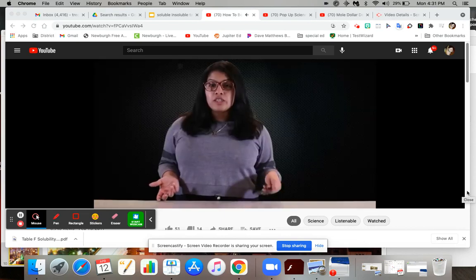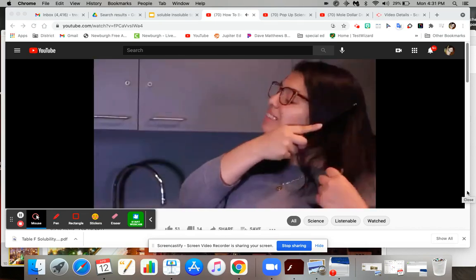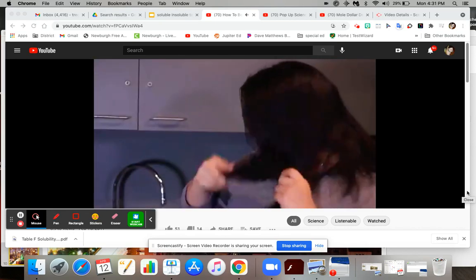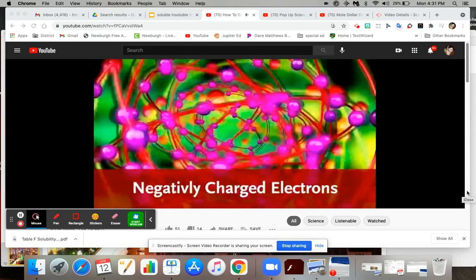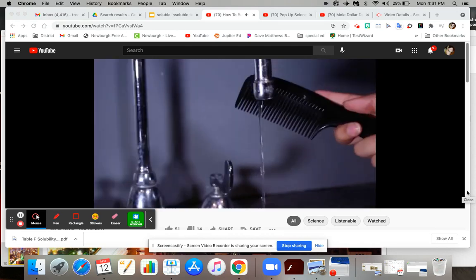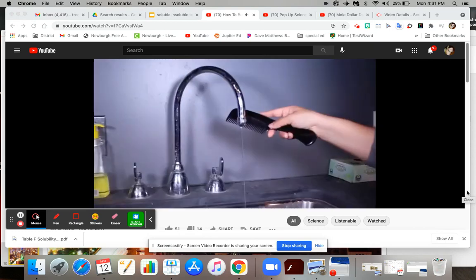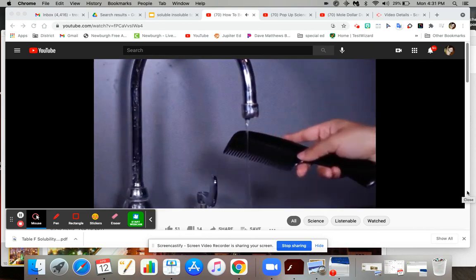Now, for this demonstration, we will be using a comb. When you rub your head with the comb, it collects electrons from your hair. Remember, there's electrons in everything. Since electrons have a negative charge, the comb now has a negative charge. All you have to do is put the comb close enough to the water and it will bend right before your eyes, because the positive charge in the water molecule is trying to attract the negative electrons.